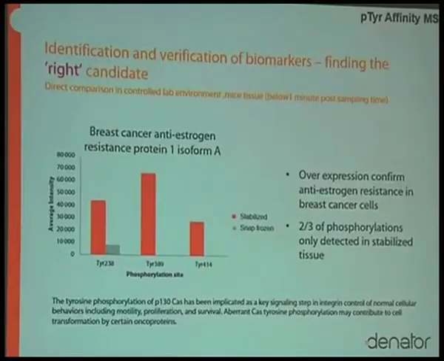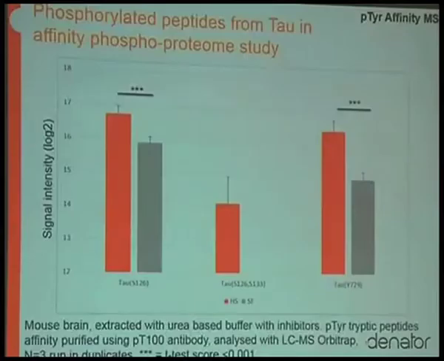So if we dive down to some specific proteins, this is the breast cancer anti-estrogen resistance protein. It has some connection to breast cancer. We find 3 phosphorylations in the heat stabilized samples, whereas only 1 and only very little in the snap frozen sample. Another example is tau. Again, there are 3 phosphorylations in the heat stabilized samples, 2 phosphorylations in the snap frozen sample, and again we see here that the levels are highly statistically significant.